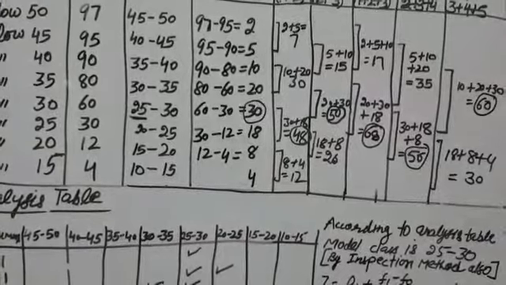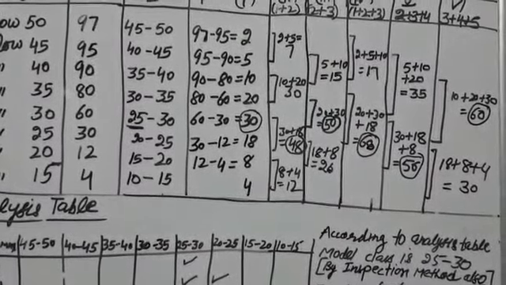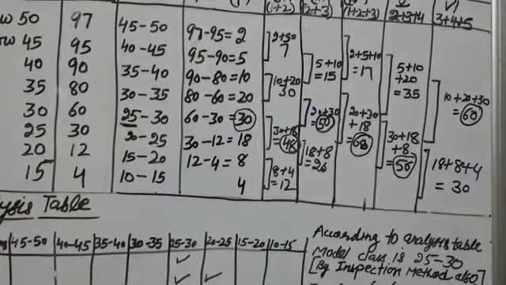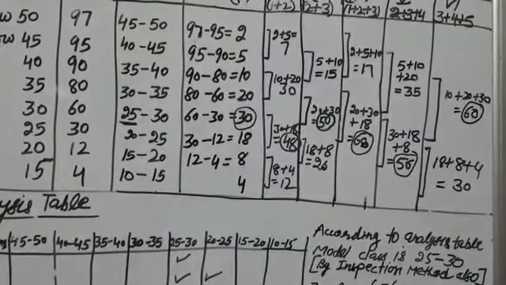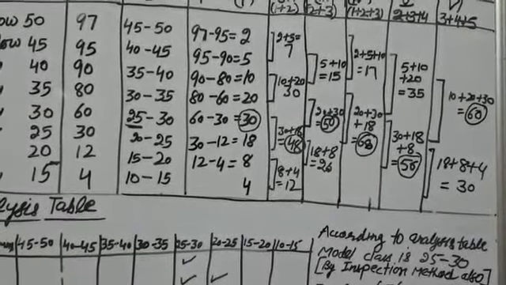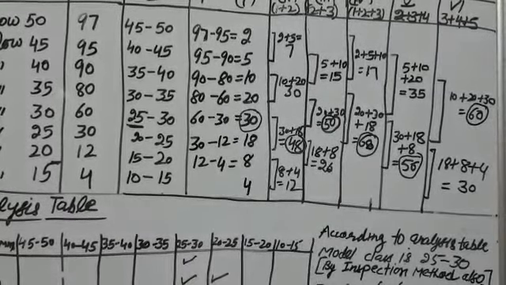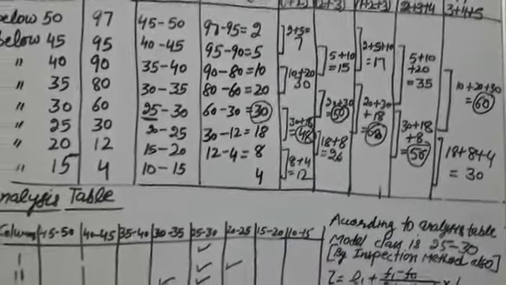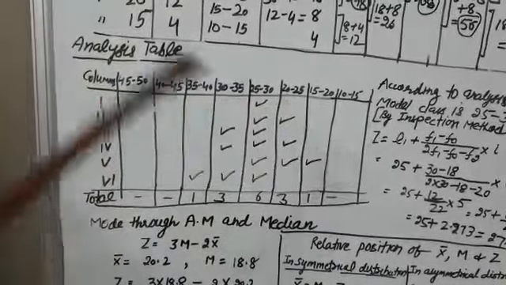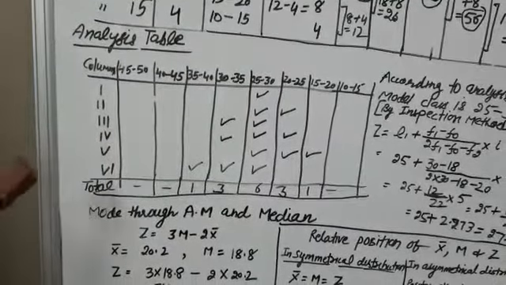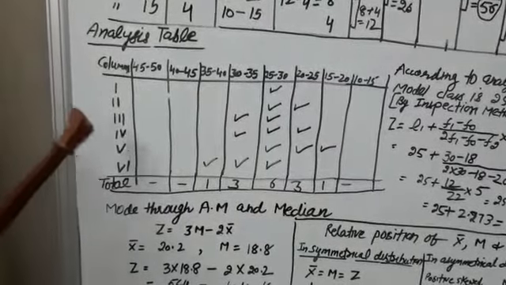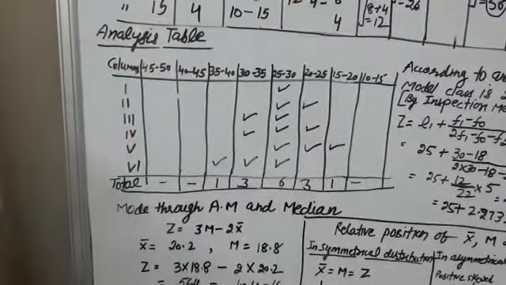So encircle it. In the last column, 3 plus 4 plus 5, that is we will begin with the third frequency. So 10 plus 20 plus 30 is equal to 60. 18 plus 8 plus 4 is equal to 30. So 60 is encircled. Now let us draw the analysis table. In order to draw the analysis table, class intervals are taken in the columns and rows 1 to 6 are shown here. Now in the first row, 30 is the highest frequency.